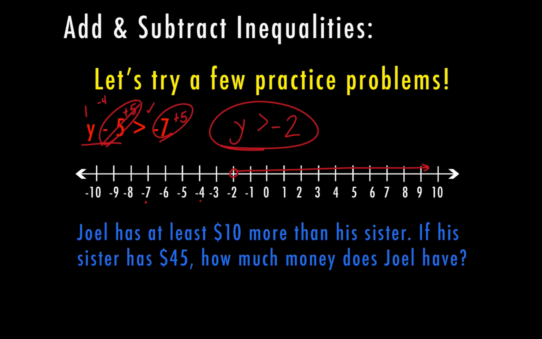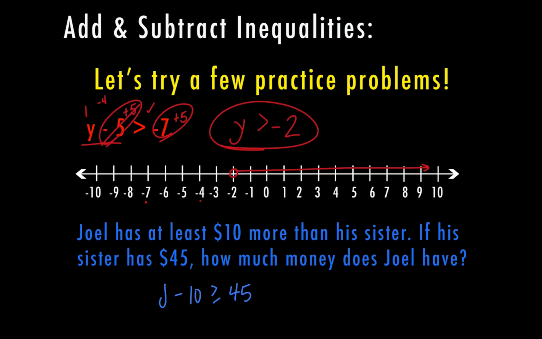Now let's talk about a real-world situation where we're dealing with inequalities. Joel has at least $10 more than his sister. If his sister has $45, how much does Joel have? So that means that Joel has $10 more than his sister. So his amount minus $10 is greater than the amount his sister has.